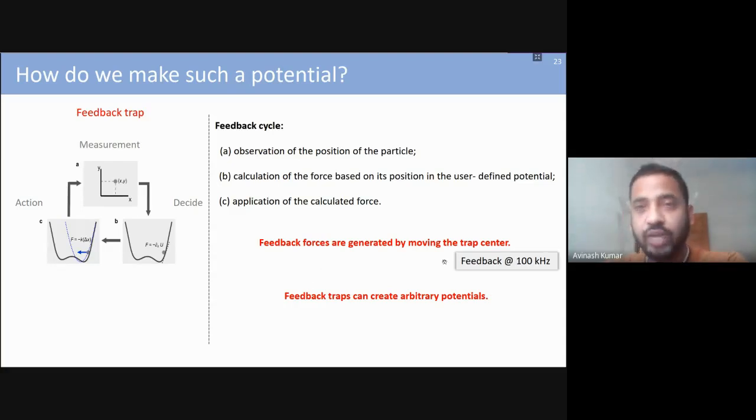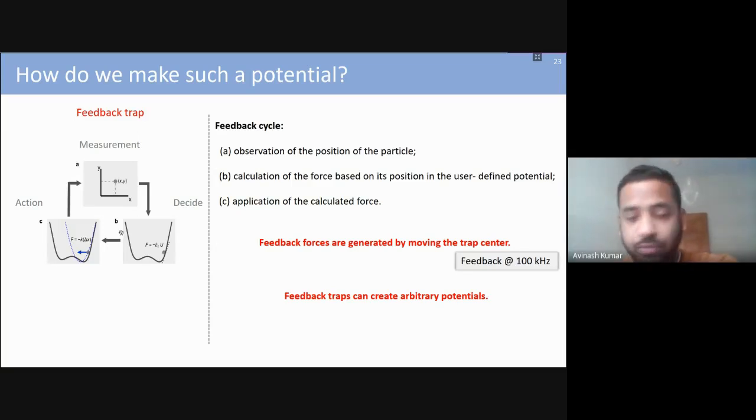So basically, you can just shift a trap position, and that will apply a force following Hooke's law, and then you can apply this calculated amount of force. In our case, we apply these forces at a bandwidth of 100 kilohertz, and the potential here, the black one, the potential that you form can be of any shape. You can create an arbitrary shape potential, which already overcomes the limit of conventional optical tweezers.